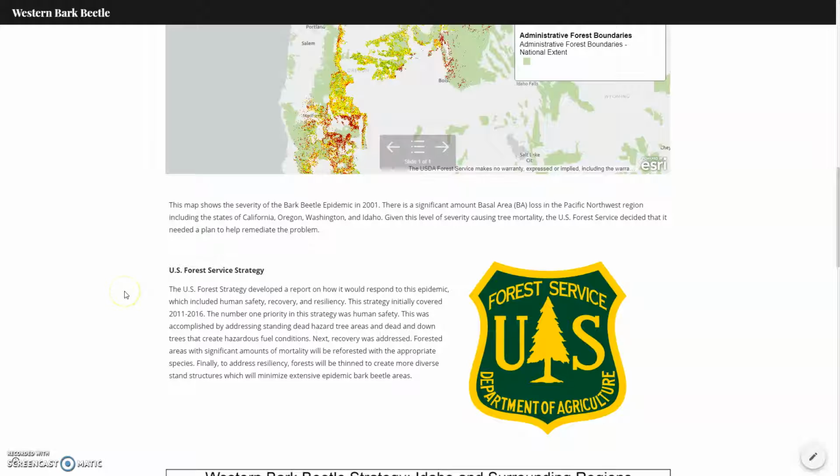Next, I want to talk about the U.S. Forest Service's strategy and how they responded to this epidemic. Their response included human safety, recovery, and resiliency. Human safety was taking down standing dead hazard trees. Recovery was reforesting a lot of areas that had been susceptible to tree mortality. And for resiliency, it was thinning down some of the forests and creating a more diverse stand structure.